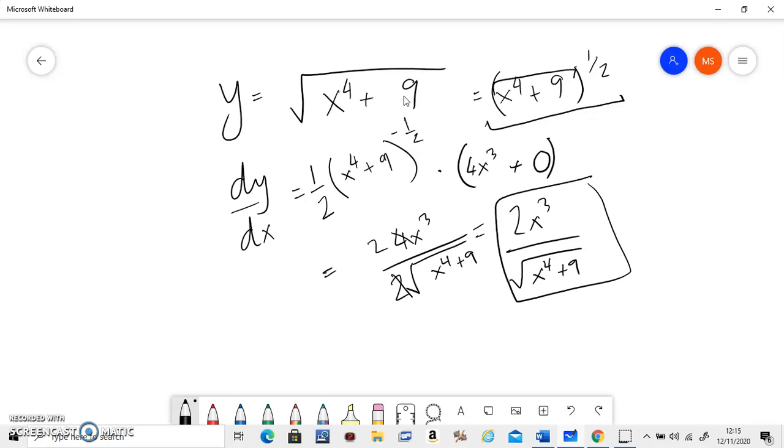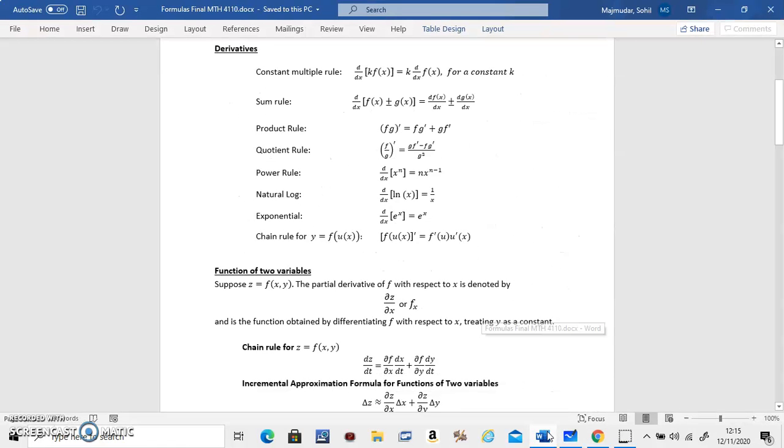So remember, any such problem where your function does not match with the formulas, but they look similar, you will have to use the chain rule.